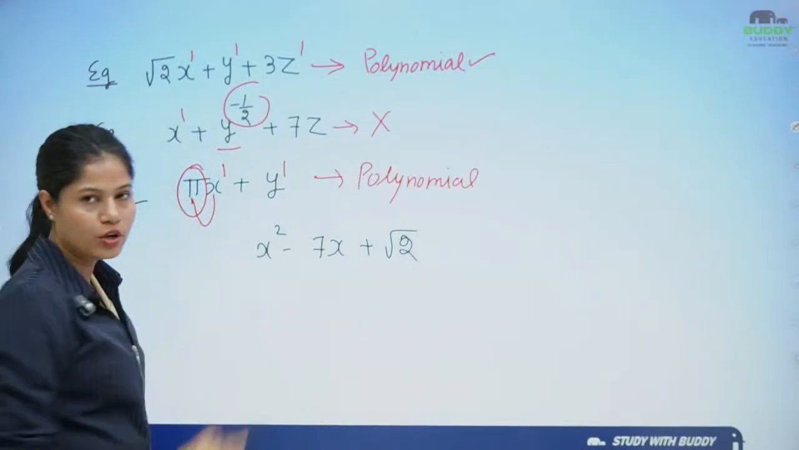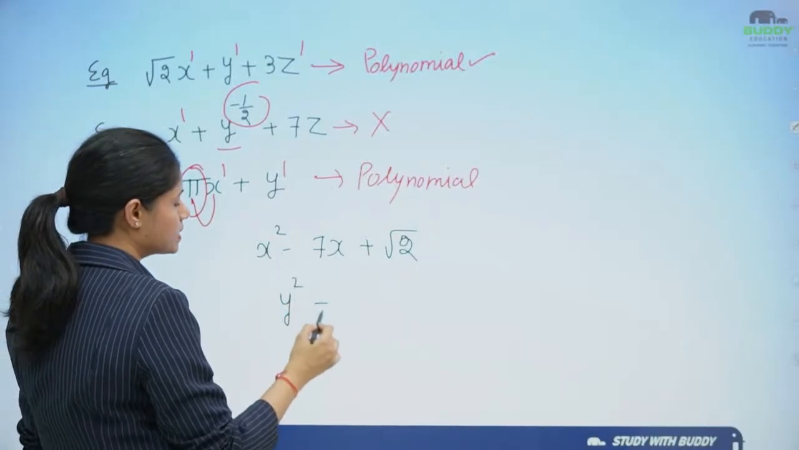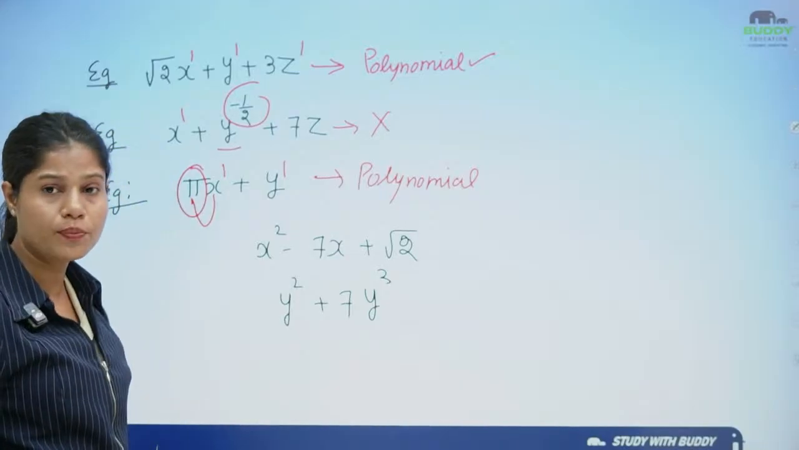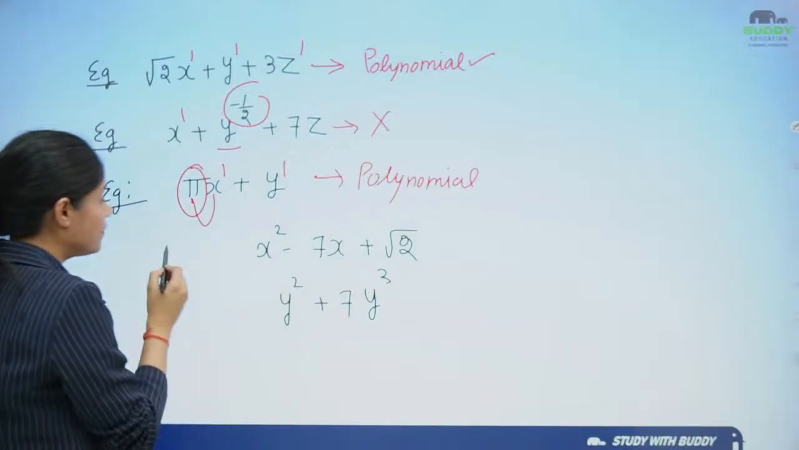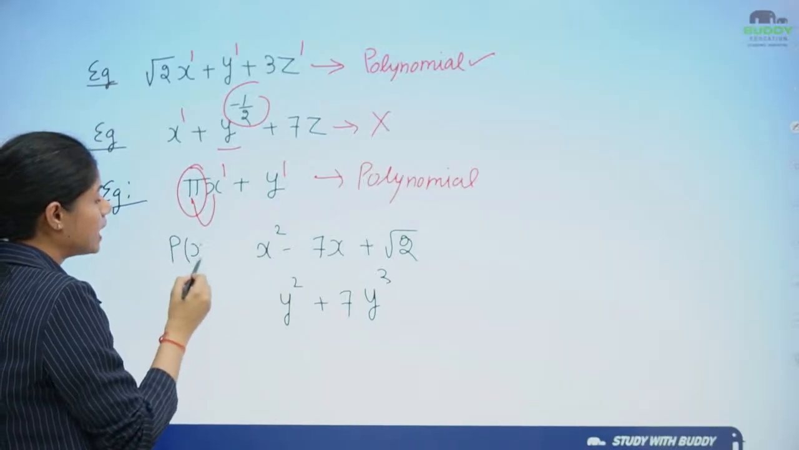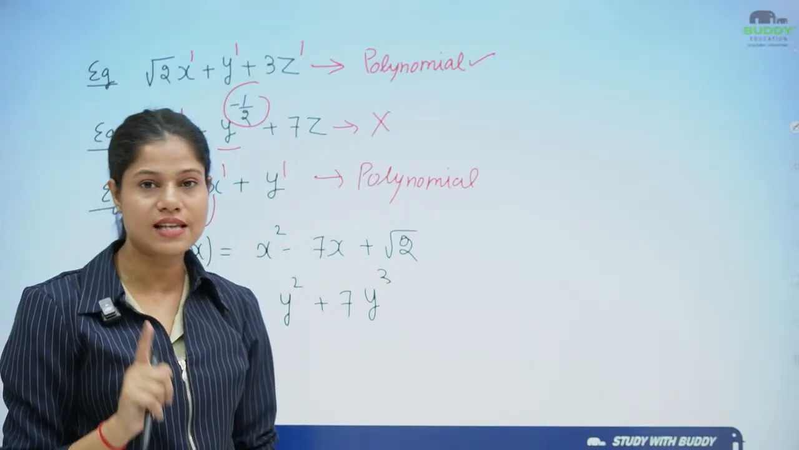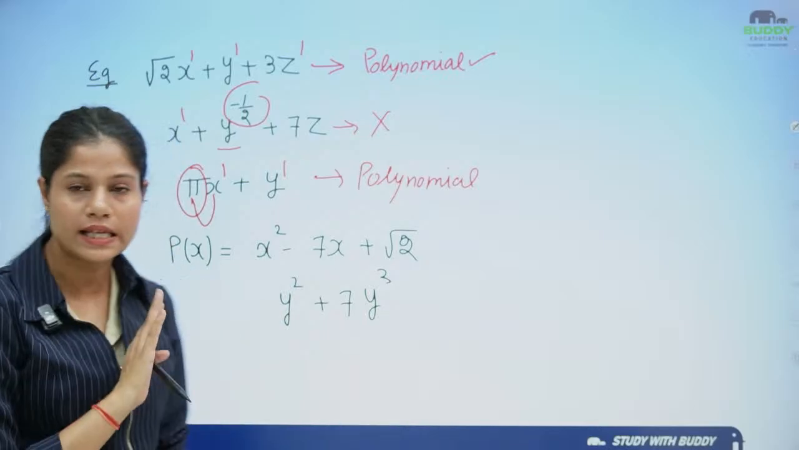This is a polynomial, there is no problem. You can talk about y square plus 7y or y cube. You can talk about this kind of polynomial. You can see that this is a polynomial in x, that's why we will write it as p(x), right? P for polynomial and x is standing for whatever variable you are using in that polynomial.